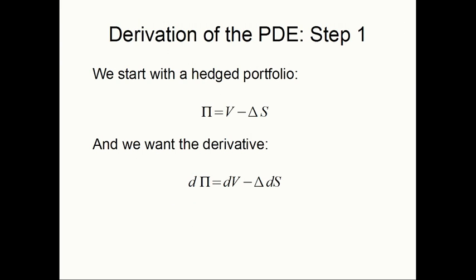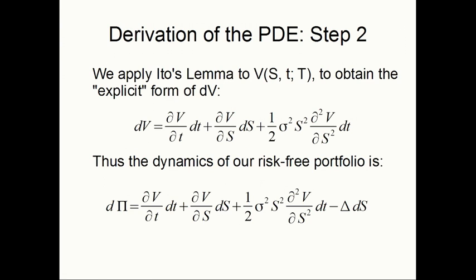Let's derive the PDE. First, we start with our hedge portfolio, pi equals V minus delta S. We want the derivative, d pi equals dV minus delta dS. Notice that delta stays as is because it does not change within a time step dt. Now we apply Ito's lemma to V in order to get the explicit form of dV. References on Ito's lemma can be found in the video description.